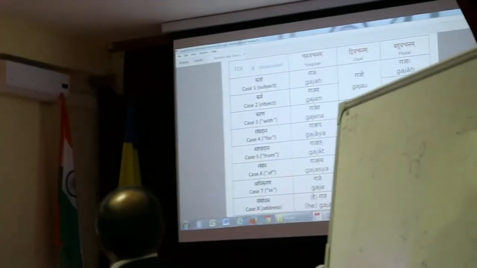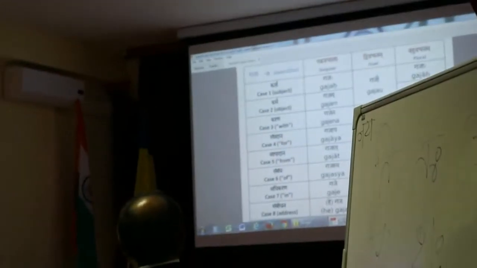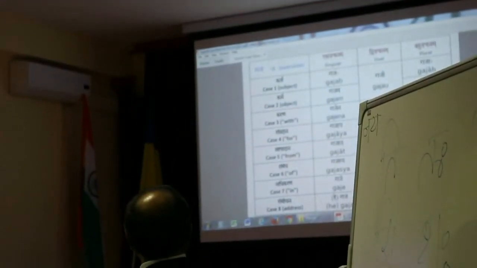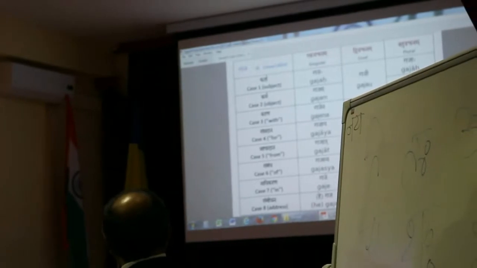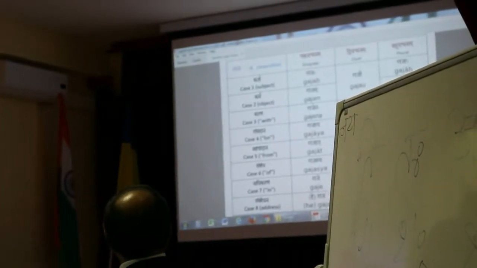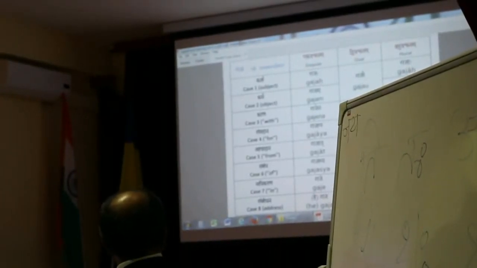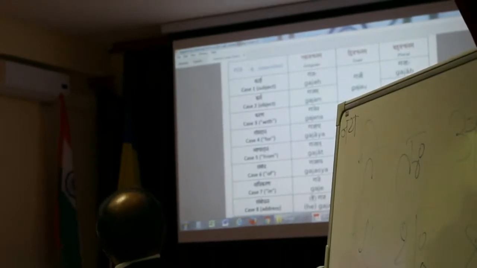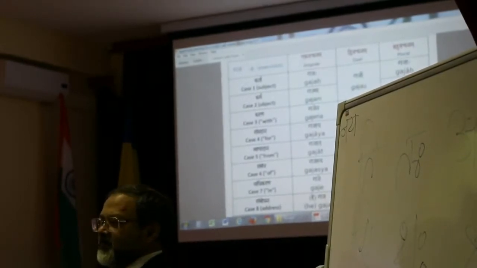Balaka, Balako, Balaka, Balakam, Balako, Balakan, Balkin, Balakabhyam, Balikai, Balkai, Balakabhyam, Balkebhya, Balka, Balakabhyam, Balkebhya, Balakasya, Balkayo, Balkanam, Balke, Balkayo, Balkeshu, Hey Balak, Hey Balako, Hey Balaka.